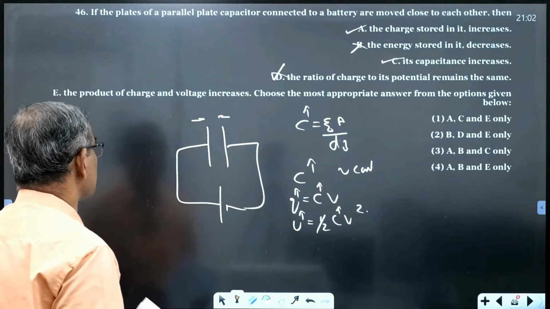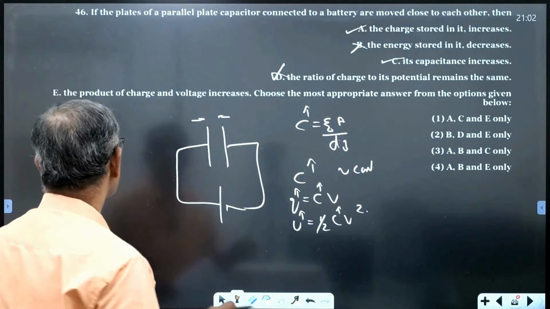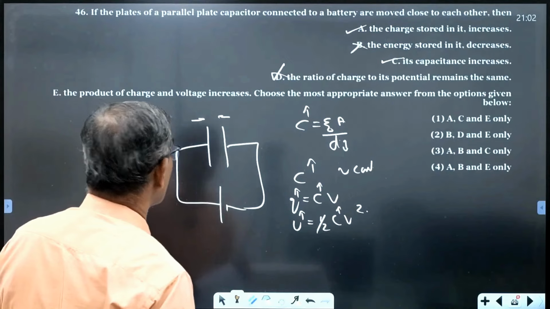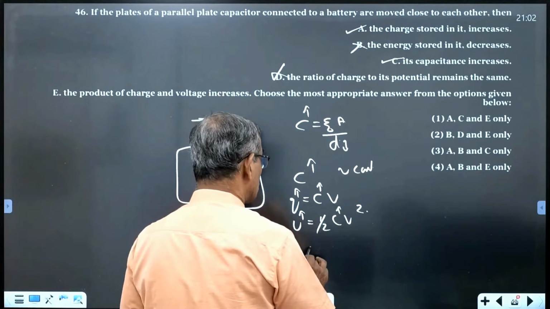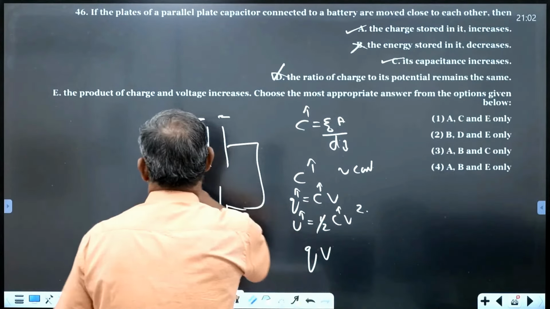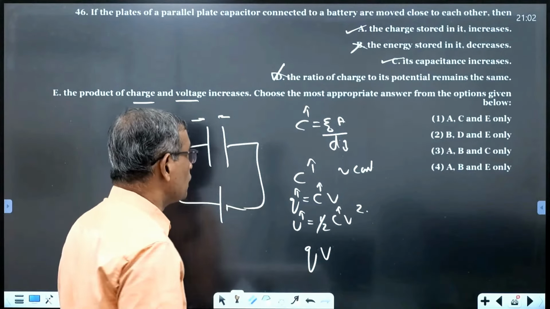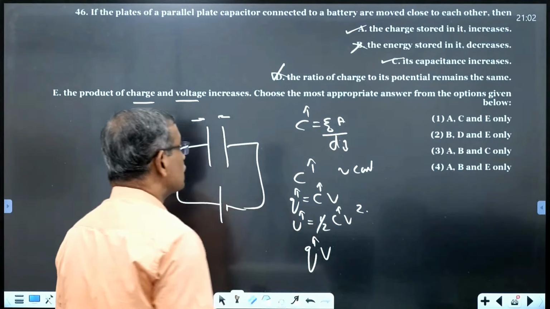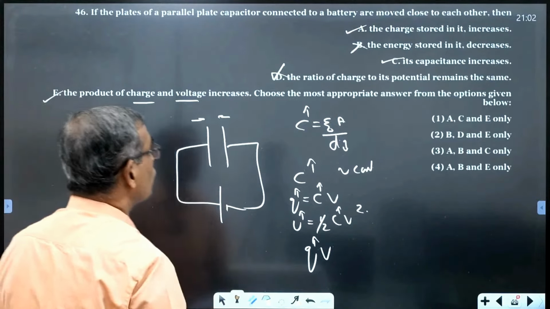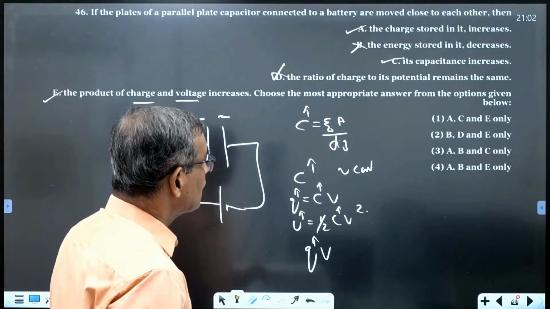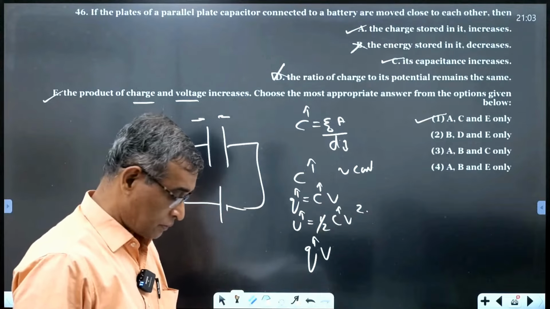Now, the product of charge and voltage increases. What about the charge and voltage? The product of charge and voltage, QV. V remains the same, but what about the charge? Charge increases. Therefore, that product value also increases. So this is true. So now A, C, E. That is true. So option 1 is correct.